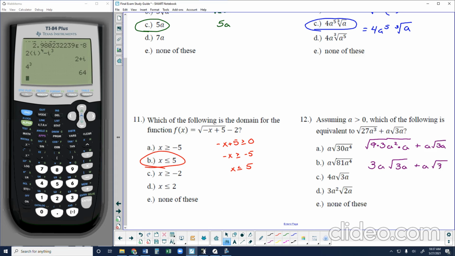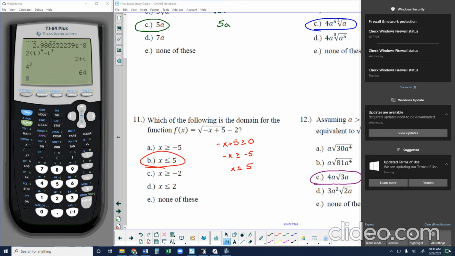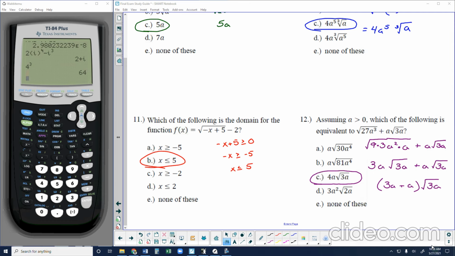Now I can add these together by combining the coefficients. So if I combine the coefficients, 3a plus a would be 4a. Remember, with radical terms that are equivalent, if we add them, their coefficients would be added together. So 3a plus a would give us 4a.